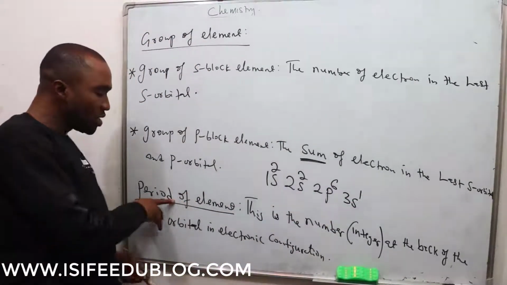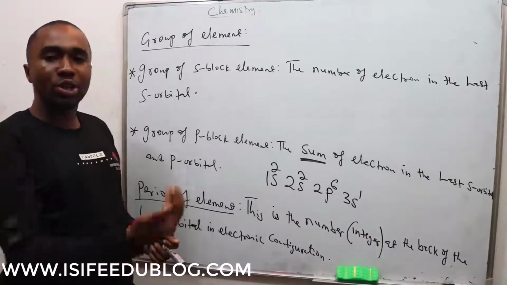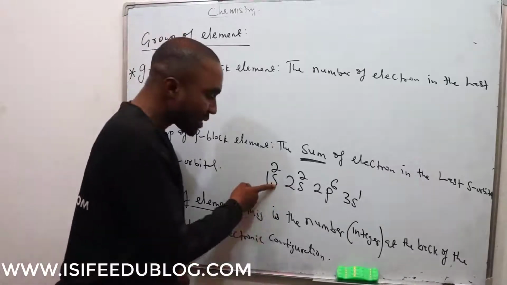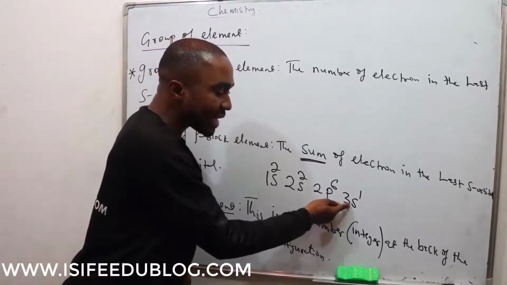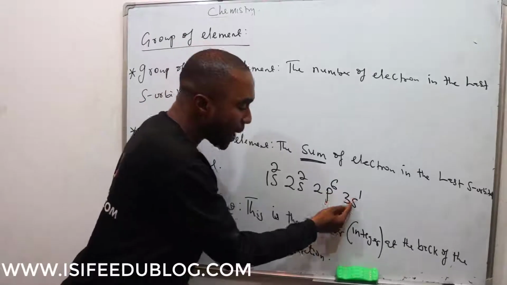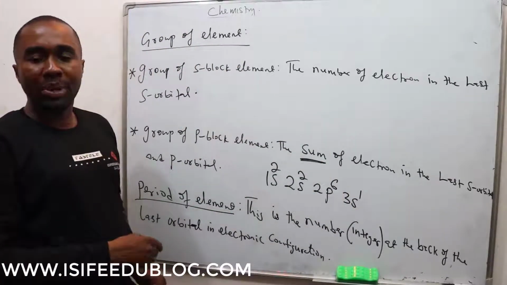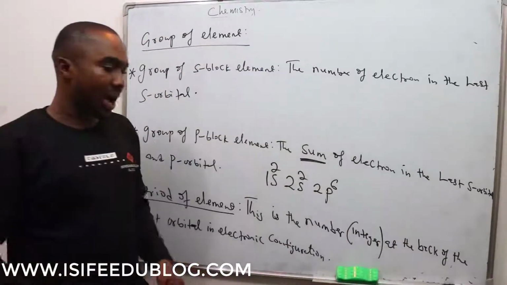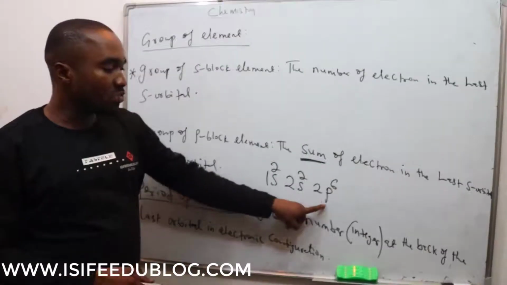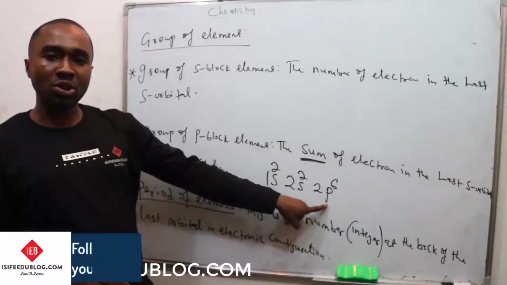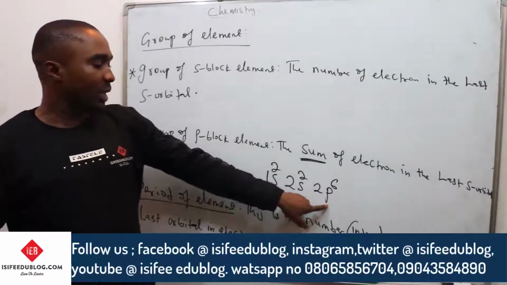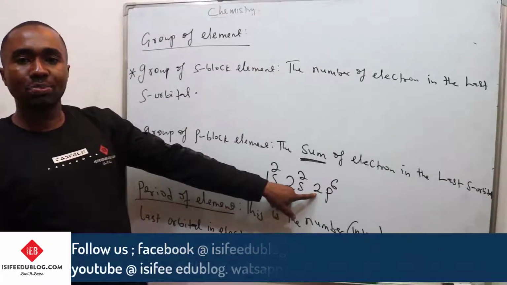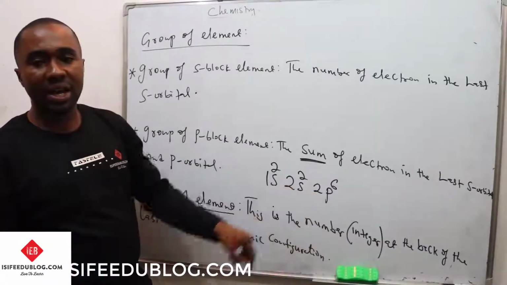If I want to know the period of this element, it is just the number at the back of the last orbital. This is the first orbital, S, but the last orbital here is 3s. So this number 3 at the back of the last orbital becomes the period. So if I have this as my electronic configuration, this becomes a P block element because the electronic configuration stops at P. Then the number at the back of that last P becomes the period.